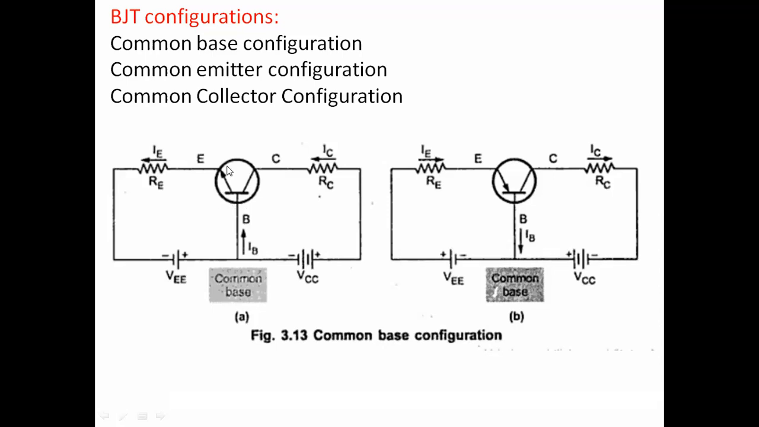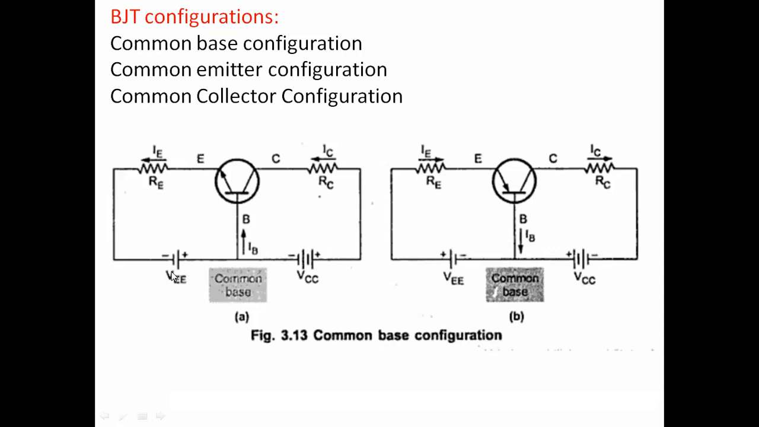Suppose you consider this NPN transistor. If the base region is placed in common, it is a common base configuration. Emitter, base, and collector. For the input side between E and B, this is the input side, and C and B is the output side. For any type of transistor, the base and emitter should be forward biased, and the collector and base should be reverse biased.